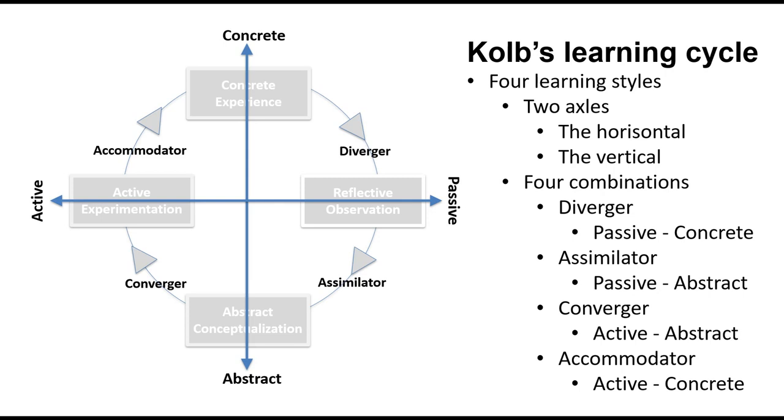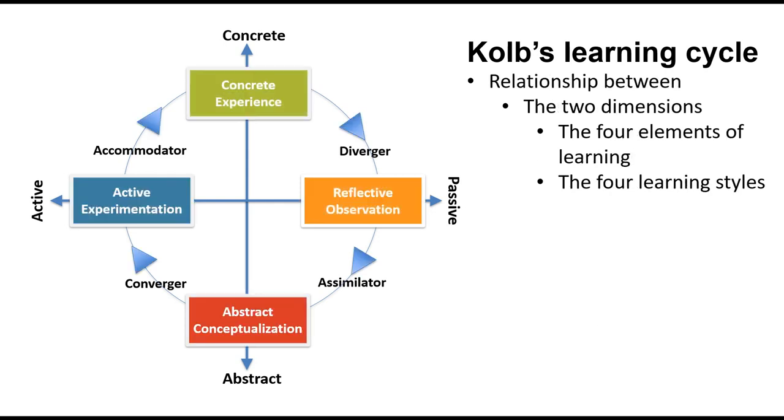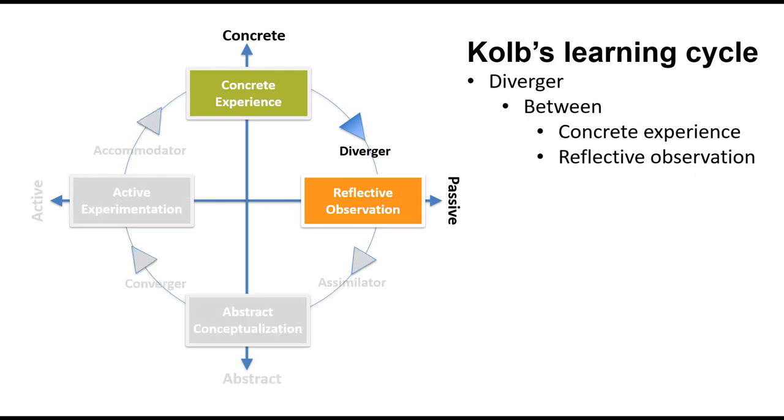Having now reviewed the second dimension of the model, we're going to examine the relationship between the two dimensions in the next section. The Diverger is placed between concrete experience and reflective observation.